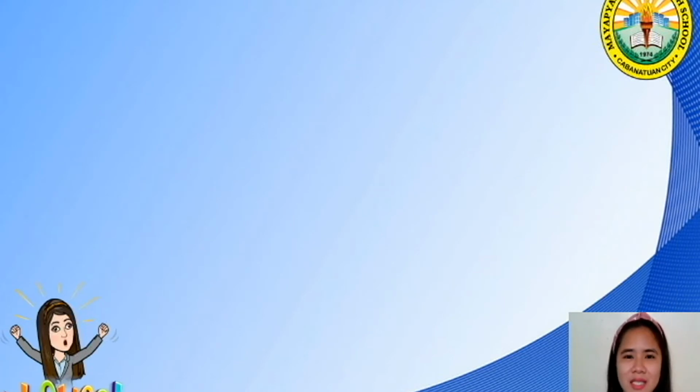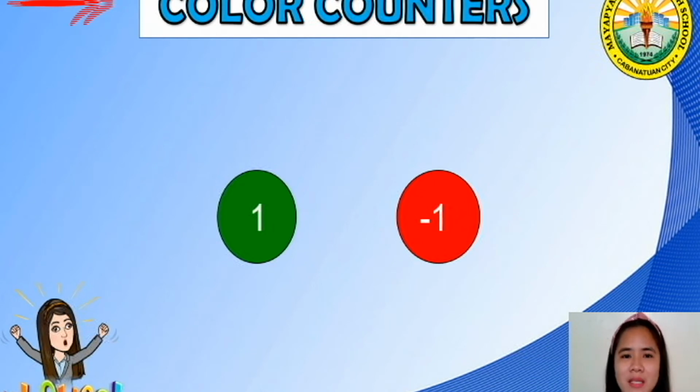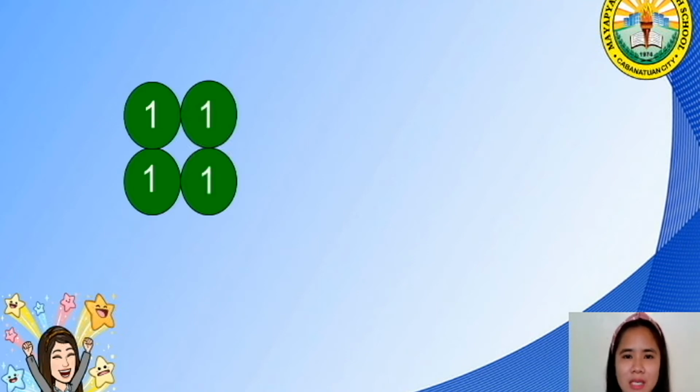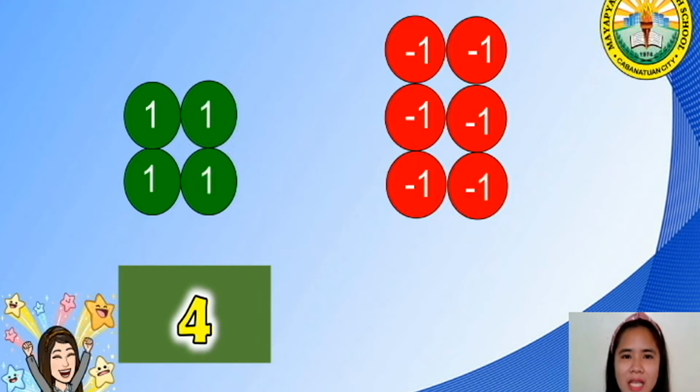For better understanding of the rules in adding integers, let us use color counters. We have here two chips, the green and the red one. Think of each green chip as positive 1 and think of each red chip as negative 1. Let us have an example on how we are going to use these chips. We have here 4 green chips. That means we have positive 4. How about this one? We have here 6 red chips. So that means we have negative 6.